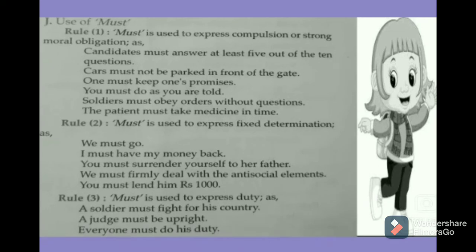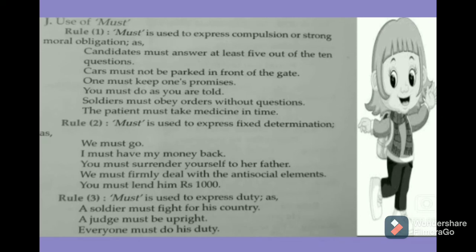Must is used to express compulsion or strong moral obligation, as candidates must answer at least 5 out of the 10 questions. Cars must not be parked in front of the gate. One must keep one's promises. You must do as you are told. Soldiers must obey orders without questions. The patient must take medicine in time. Here you can see must has been used to express either compulsion or strong moral obligation.